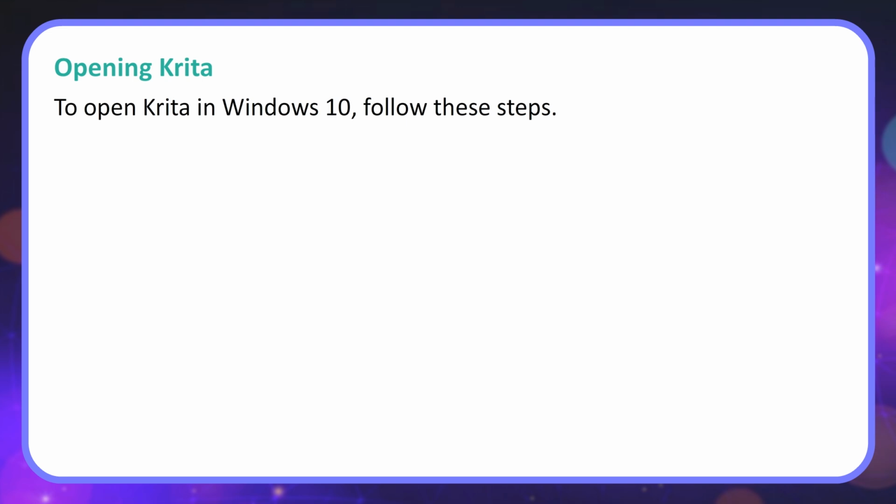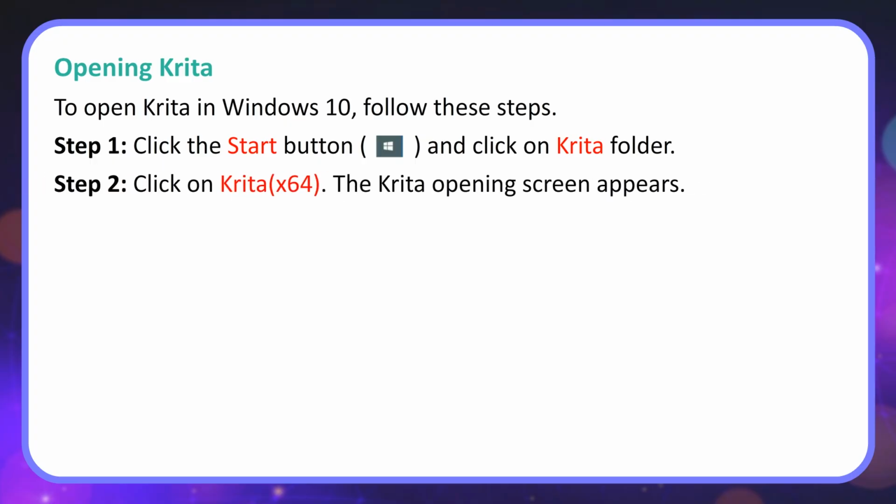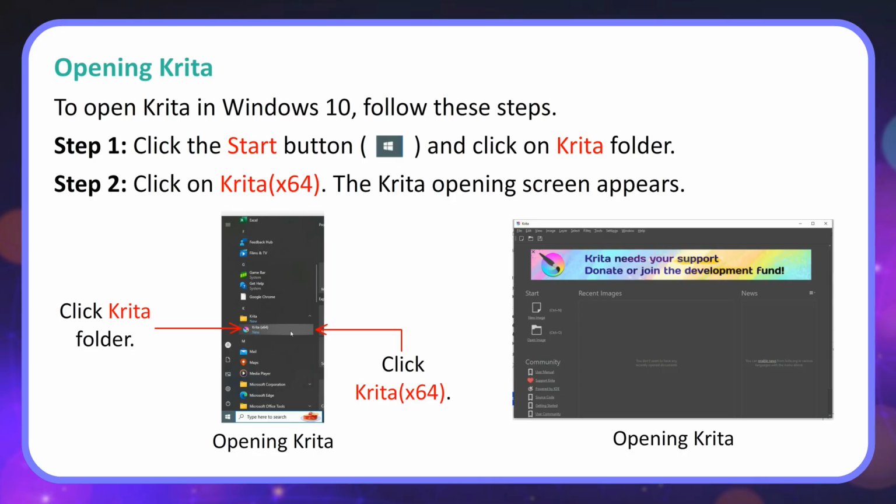Opening Krita. To open Krita in Windows 10, follow these steps. Step 1. Click the Start button and click on Krita folder. Step 2. Click on Krita x64. The Krita opening screen appears. Opening Krita. Click Krita folder. Click Krita x64. Krita opening screen.